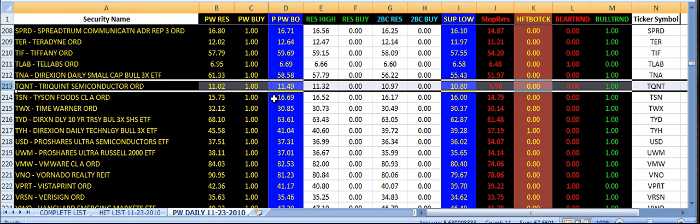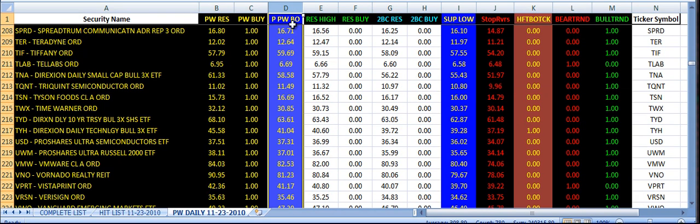So these are your primary entry points. So this is what it will look like. If your Pulsewave breakout price is higher than your Pulsewave resistance and you have a 1 in the column, that's a conservative entry point confirmation signal to buy at the Pulsewave breakout price, which is this column here. PPWBO, Pulsewave breakout. That's what that is.